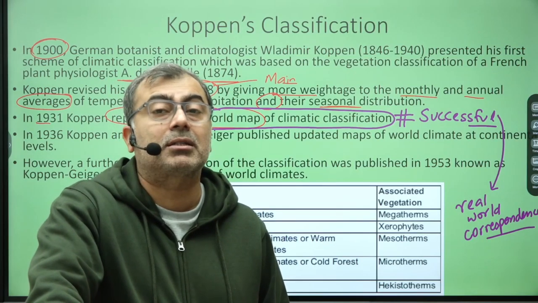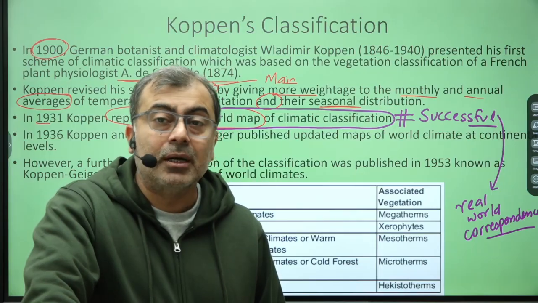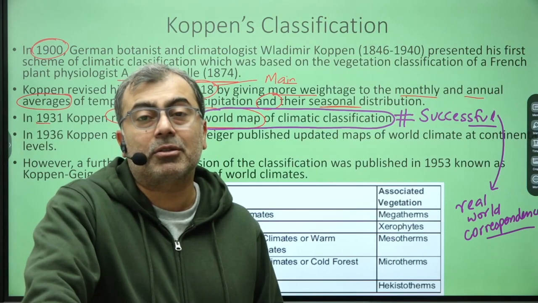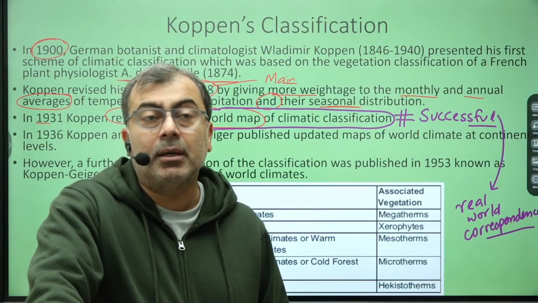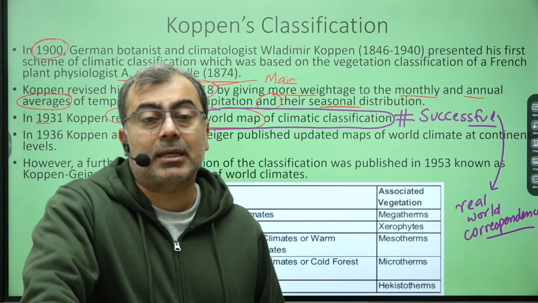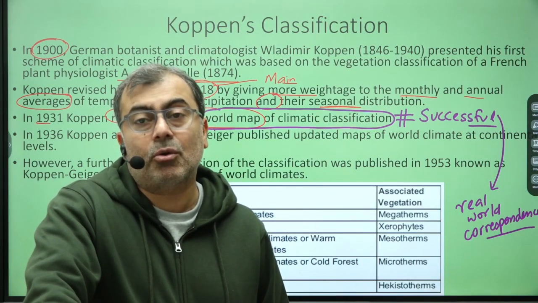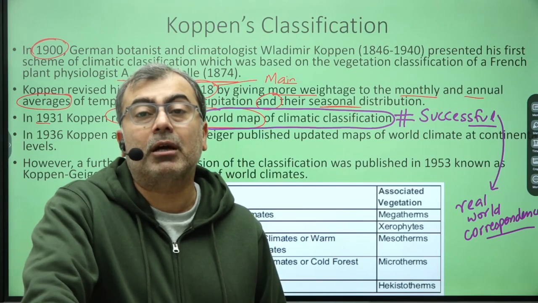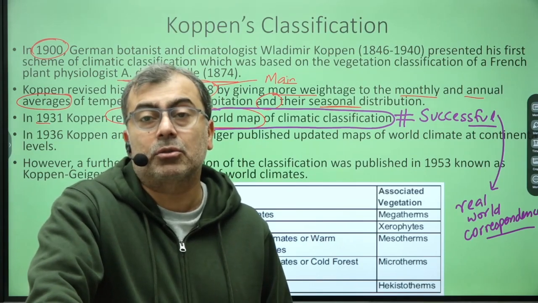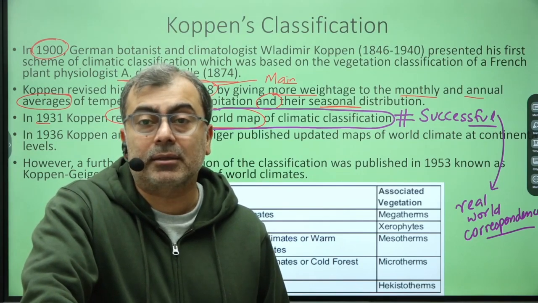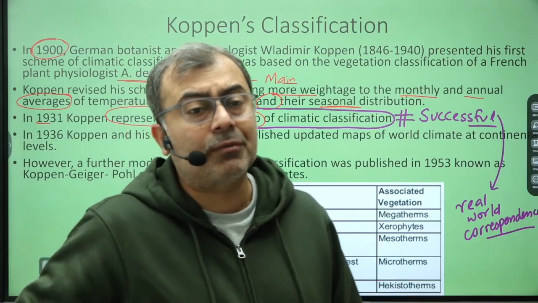Your purpose is to classify the climates of the world. So if your purpose is to classify the climates of the world, you should be able to make a map. Why am I insisting on this as an important aspect? Because the next scholar, Thornthwaite, was never able to make a map for the world. So if that was not done, then there is a problem. So this is very important.